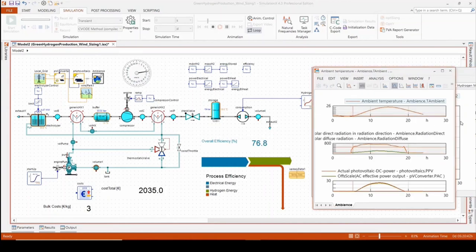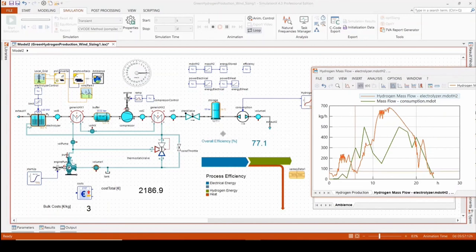The process efficiency of the entire system can be visualized using a Sankey diagram. Here, the blue line indicates the electrical energy generated, the green line indicates the hydrogen energy, and the red line indicates the energy lost in heat. Additionally, with the sizing information, the capital costs, and with the operational information, the running costs of the system can be also estimated. This ends the short demonstration about simulating the green hydrogen production process.